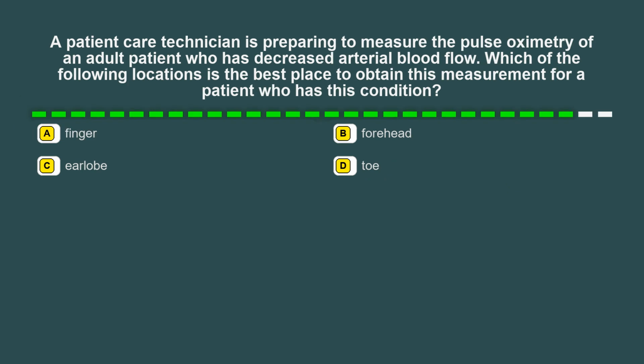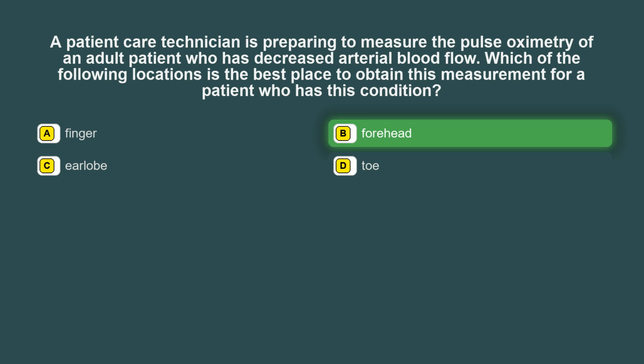Question 55. A patient care technician is preparing to measure the pulse oximetry of an adult patient who has decreased arterial blood flow. Which of the following locations is the best place to obtain this measurement for a patient who has this condition? Option A, finger. Option B, forehead. Option C, earlobe. Option D, toe.